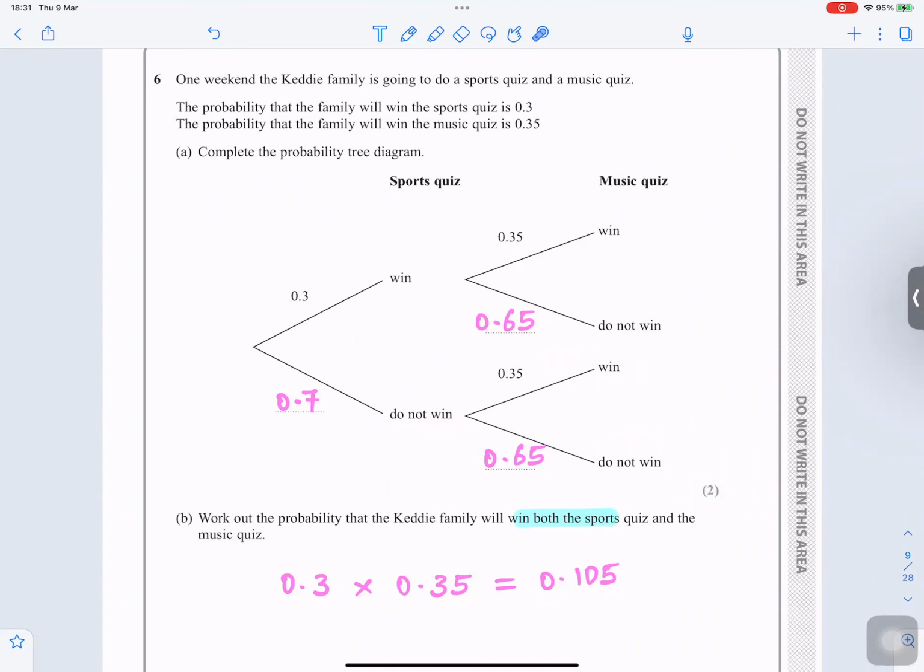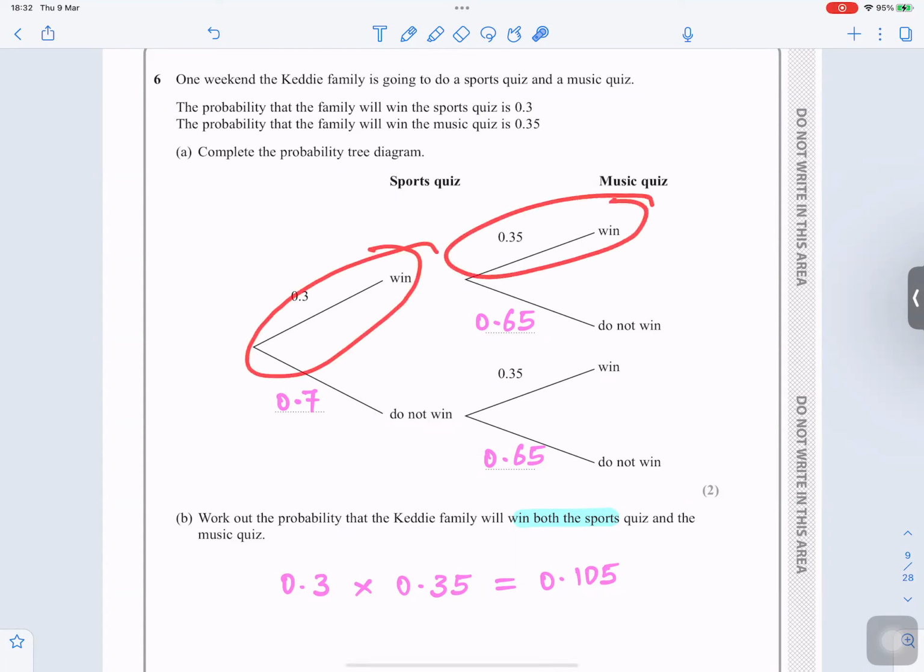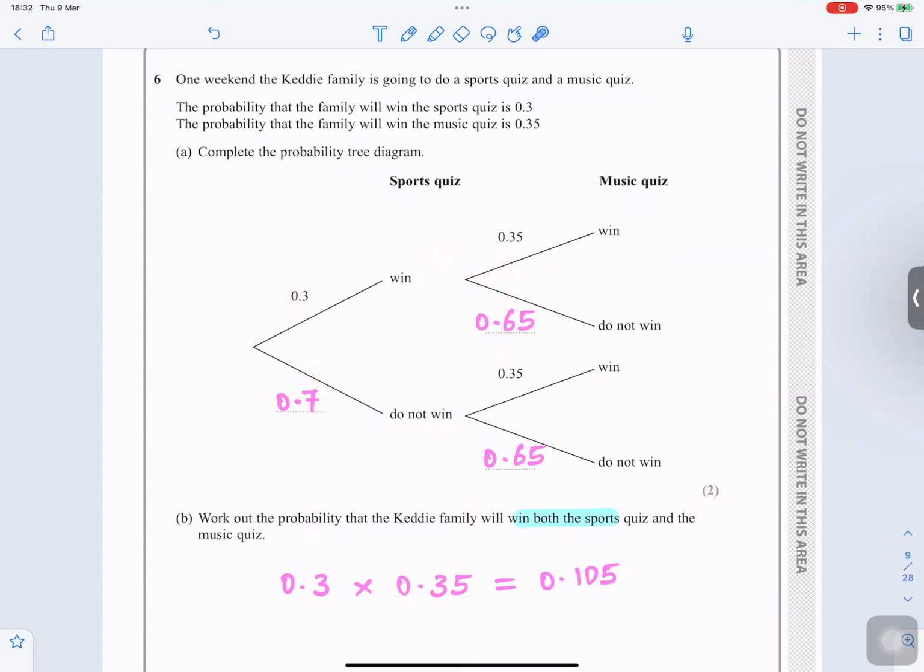But B, work out the probability that the Keddy family will win both sports quiz and the music quiz. So you want to win the first time and win the second time. Win the first time is 0.3. Win the second time is 0.35. You multiply them, it gives you 0.105.